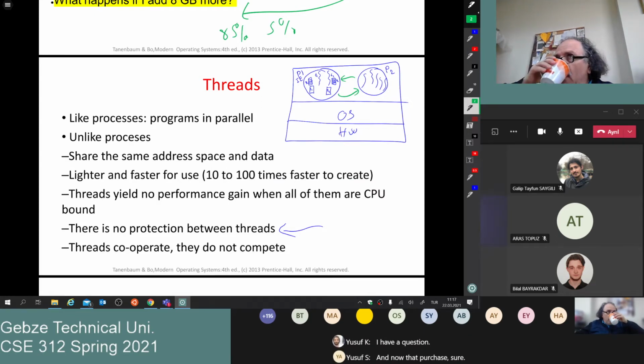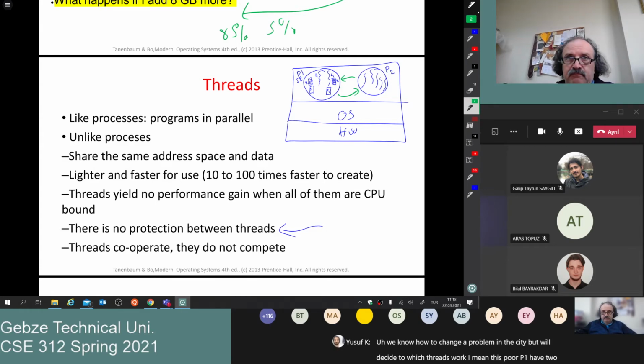We know how to change program in the CPU, but who decides which threads work? I mean, this P1 has 2 threads, and which one is going to work when P1 takes the CPU time? Yusuf, I am going to answer this maybe in the next half an hour, and it is very similar to what Usama asked a few minutes ago. It depends on your operating system structure.